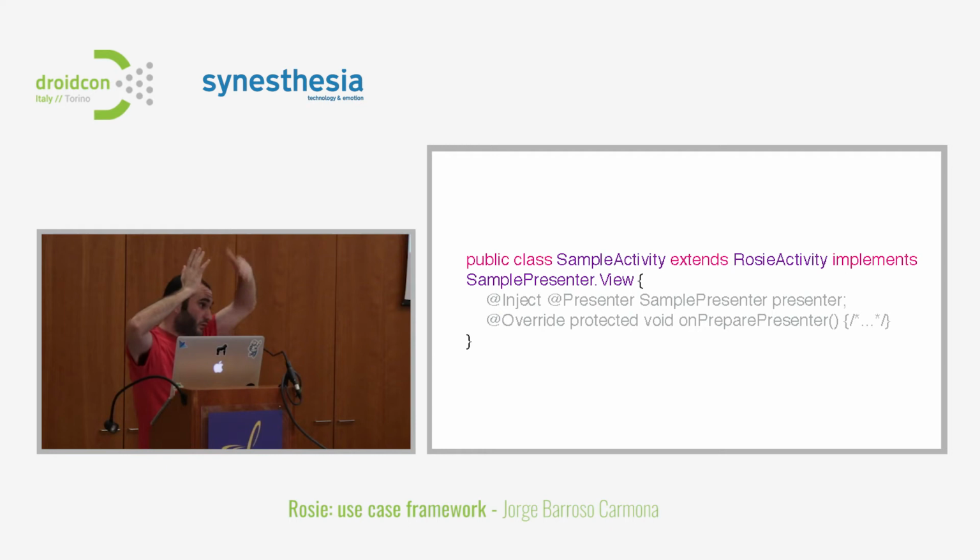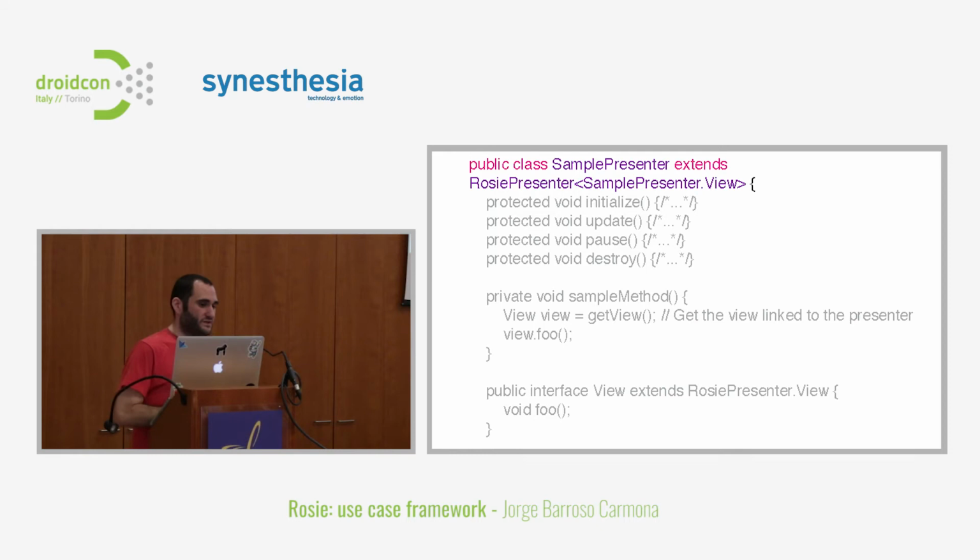Okay? And the code for the presenter is easy. You extend the presenter and you say which presenter view it is going to implement. And it gives you some methods. These methods take all the life cycles of activities, services, custom views, and fragments, and we reduce them to the four that are important for every application: initialize, update, pause, and destroy.